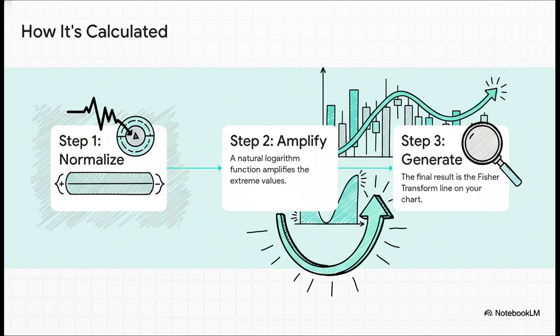Now, we're not going to get bogged down in the complex math here, but here's the gist of it in 3 steps. First, it takes recent prices and normalizes them, squishing them into a range between -1 and +1. Then it uses a logarithm to really amplify the values at the far ends of that range. And what you get at the end is the super responsive Fisher transform line on your chart.